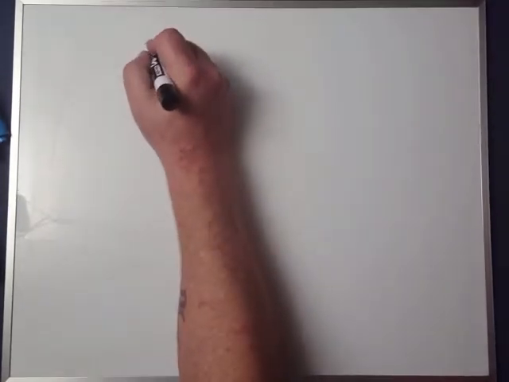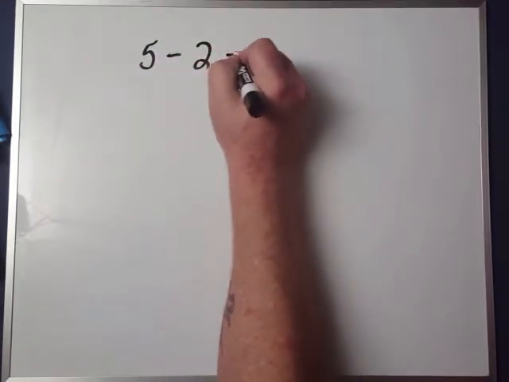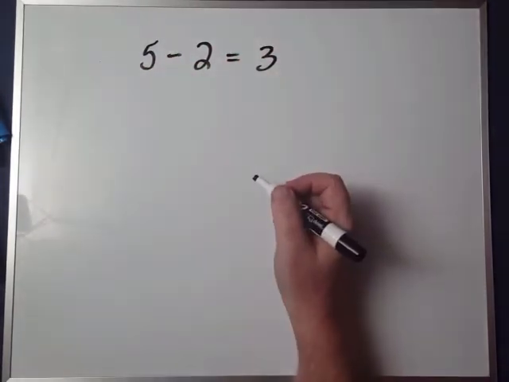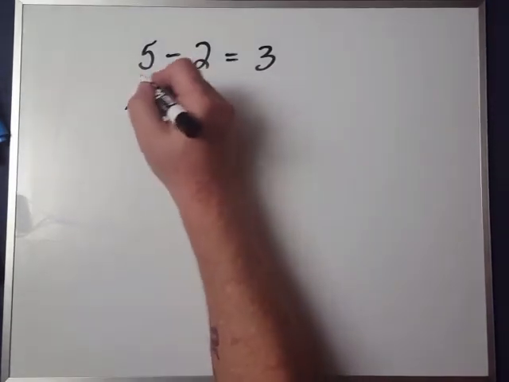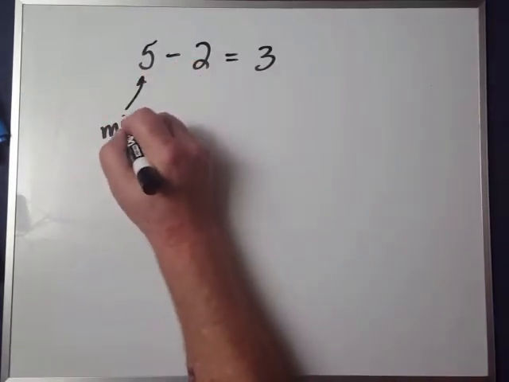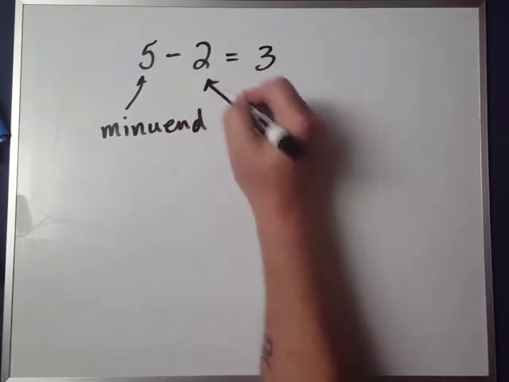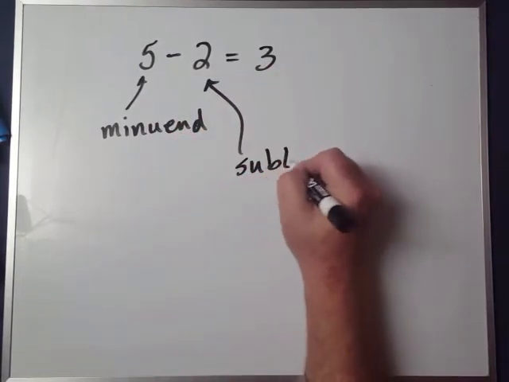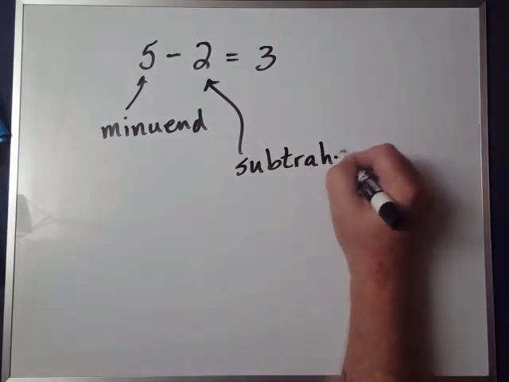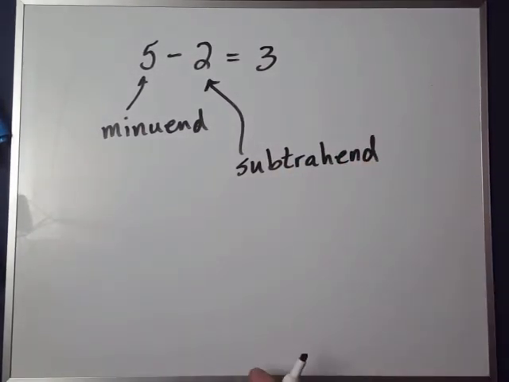When you're subtracting numbers, you know the answer is called the difference. The first number is called the minuend. Your second number is the subtrahend. And like we said earlier, when you're adding numbers, the two numbers being added together are both called addends. Just more terminology to be familiar with as we go through this algebra.